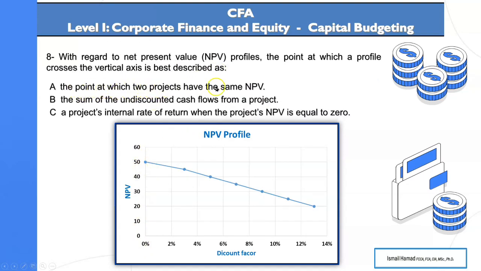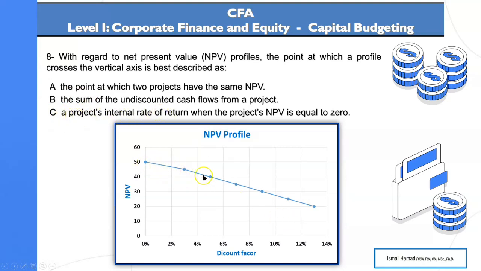the point at which two projects, we don't have two projects, it's only one project with one net present value. The sum of the undiscounted cash flow from a project. This is the point at which the profile crosses the axis. It's talking about the point of 50. The sum, that is the amount of the undiscounted cash flow, that is the net present value of a project. This looks the right answer, but let us see C. A project's internal rate of return.